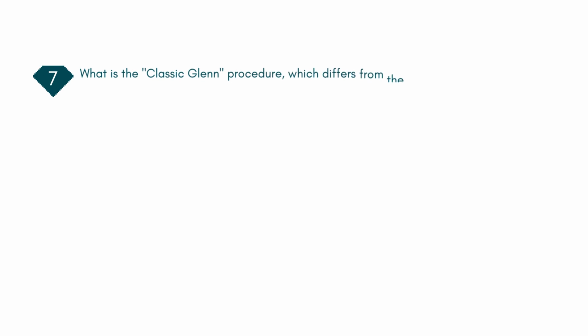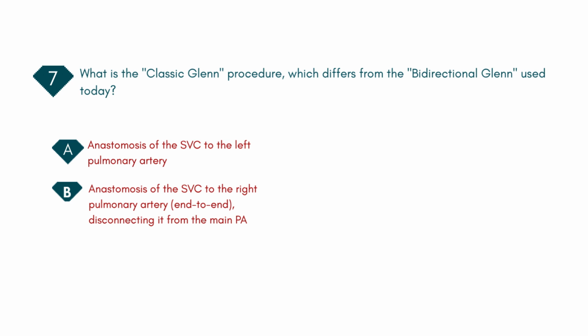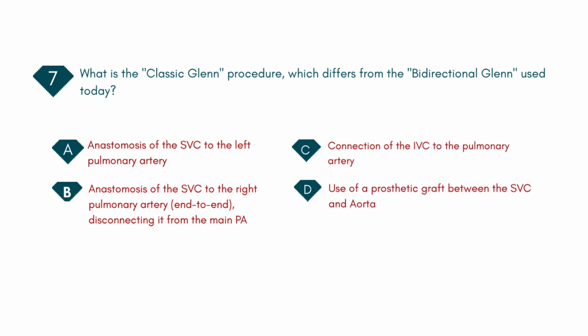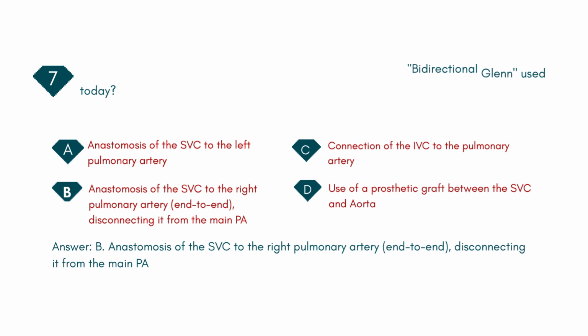What is the classic Glenn procedure, which differs from the bidirectional Glenn used today? A. Anastomosis of the SVC to the left pulmonary artery. B. Anastomosis of the SVC to the right pulmonary artery, end-to-end, disconnecting it from the main PA. C. Connection of the IVC to the pulmonary artery. D. Use of a prosthetic graft between the SVC and aorta. Answer, B. Anastomosis of the SVC to the right pulmonary artery, end-to-end, disconnecting it from the main PA.